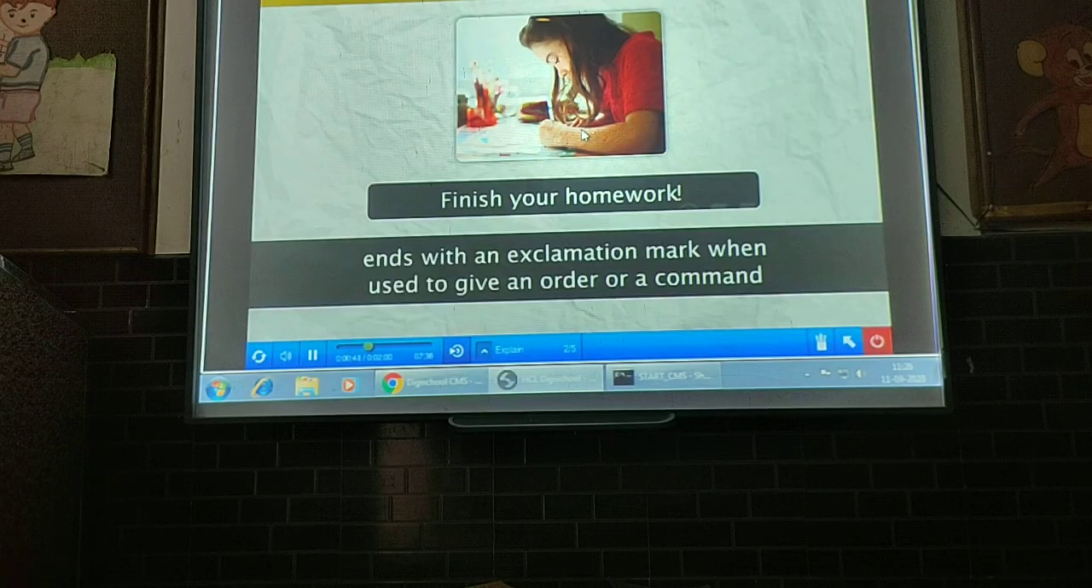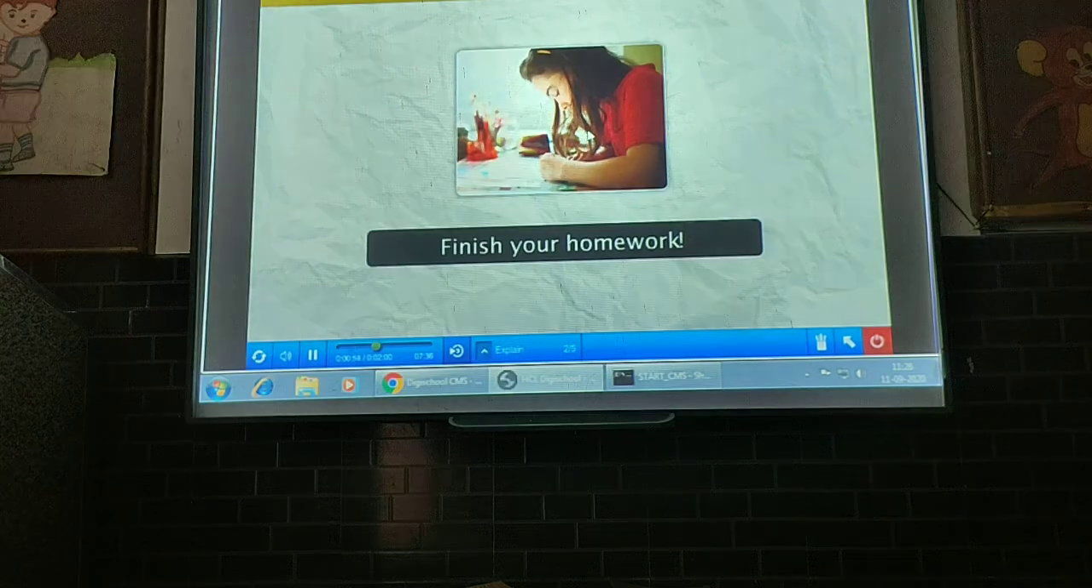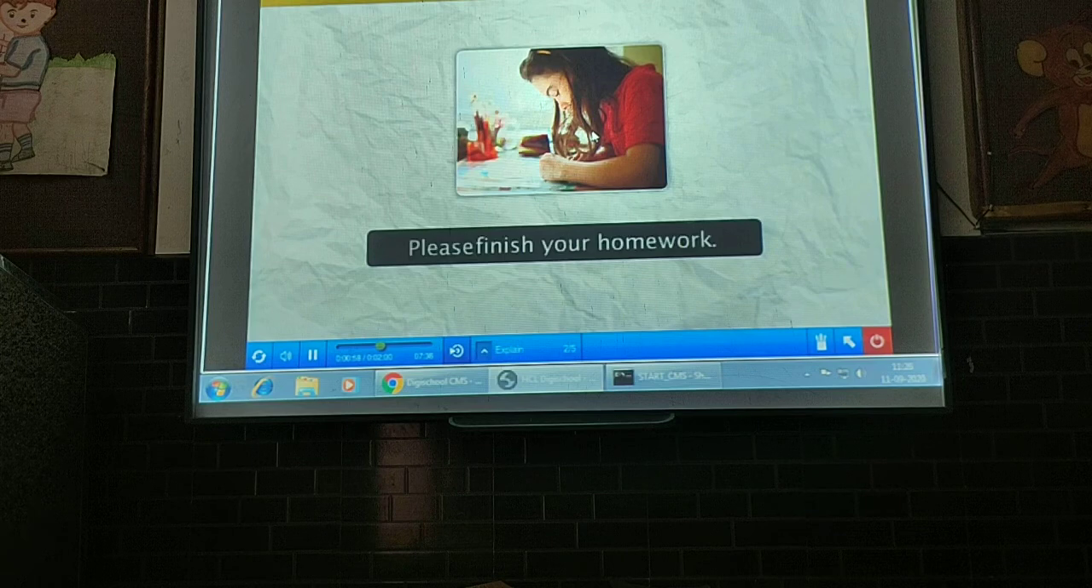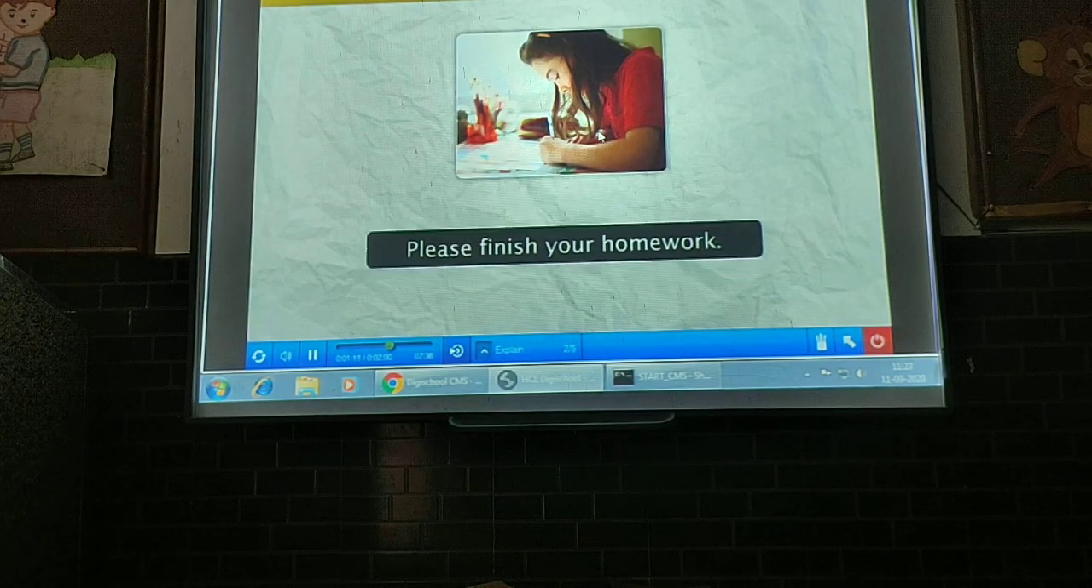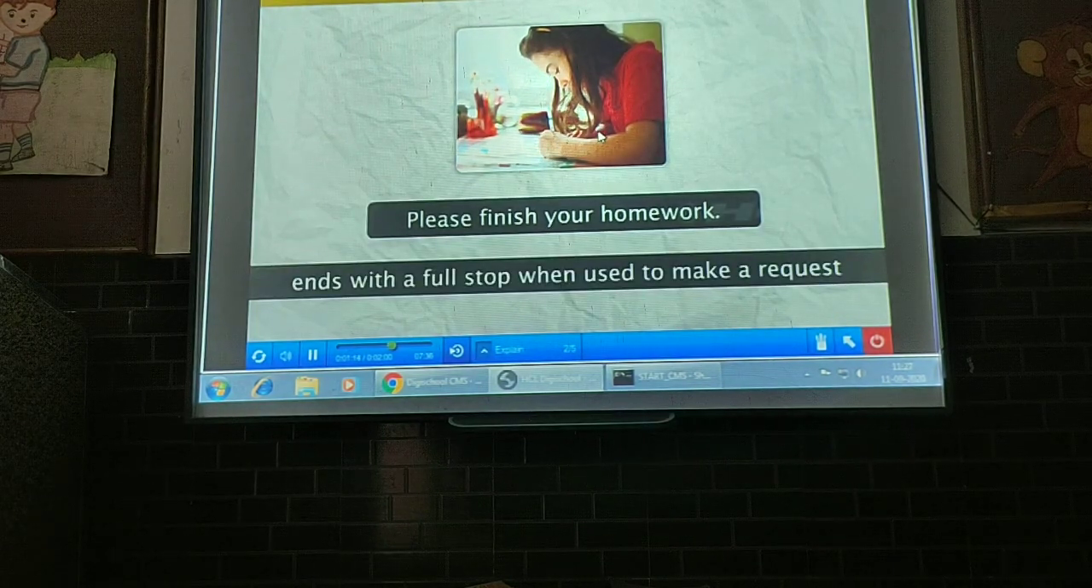When used to give a command or an order, an imperative sentence usually ends with an exclamation mark, as you can see in this sentence. An imperative sentence can also be a request instead of a command. For example, you can add the word please to the sentence about the homework. It becomes a request. Please finish your homework. Here, the imperative sentence is a request, not a command. Also, when the imperative sentence is used to make a request, it ends with a full stop, as you can see in this sentence.